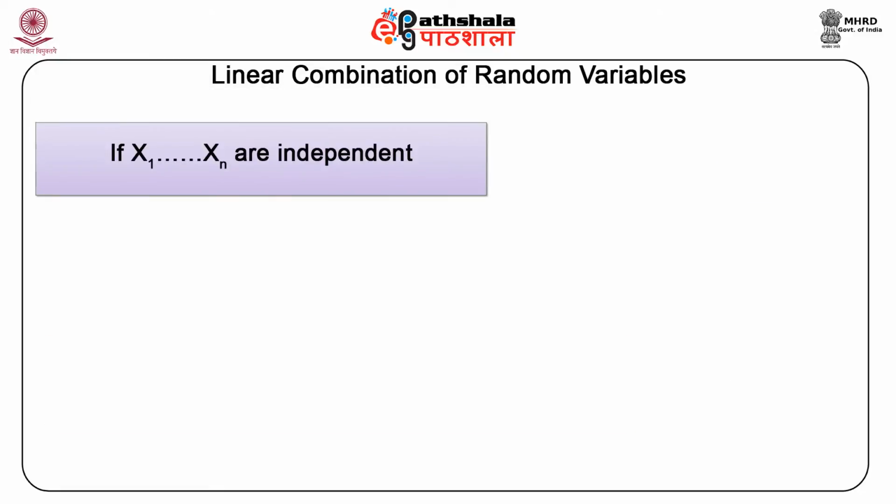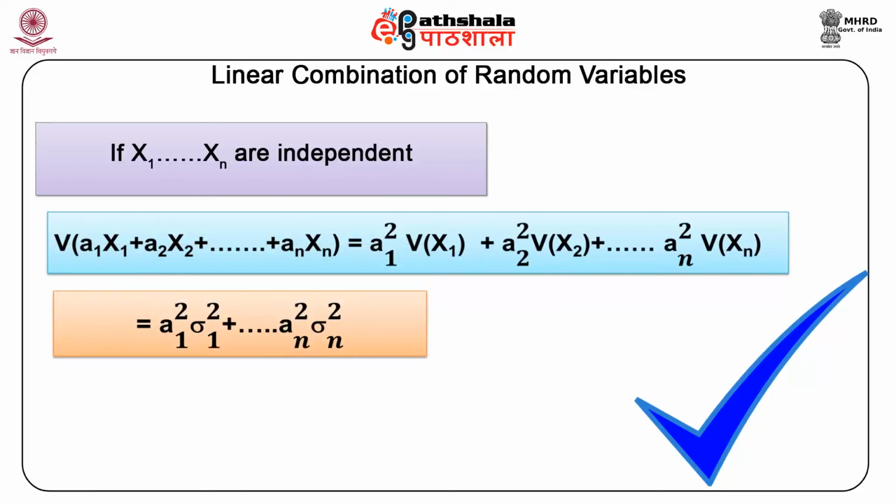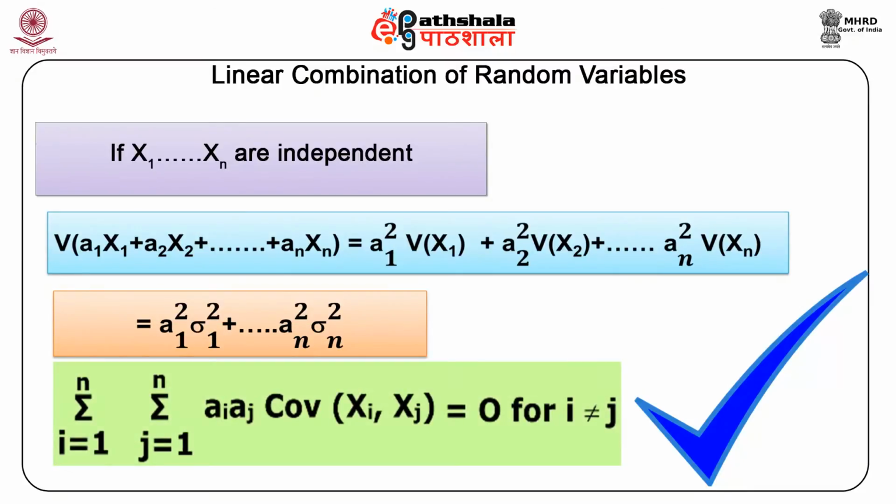If x1 to xn are independent, then the previous formula of variance reduces to V(a1 x1 + a2 x2 + ... + an xn) = a1² V(x1) + a2² V(x2) + ... + an² V(xn), which is equal to a1² σ1² + ... + an² σn², since the double sum over i = 1 to n and j = 1 to n of ai aj Cov(xi, xj) is equal to 0 for i not equal to j.